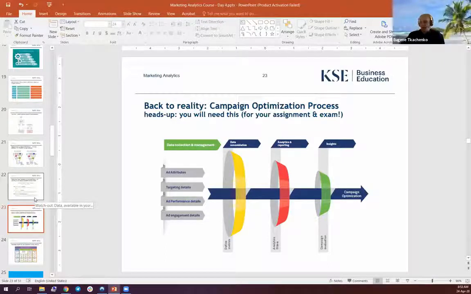Cool. And basically, last 2 slides. So the campaign optimization process, as I believe you have understood so far, comes down to understanding your data collection and management properties. So basically ad attributes, targeting details, ad performance details, and ad engagement details being available to you at any given moment, as well as being able to consolidate your data in the right way: clean it up, structure it in a certain way, so you can transform that data into reports and use the data for analytical purposes.